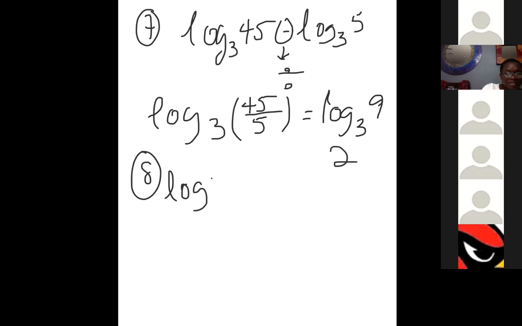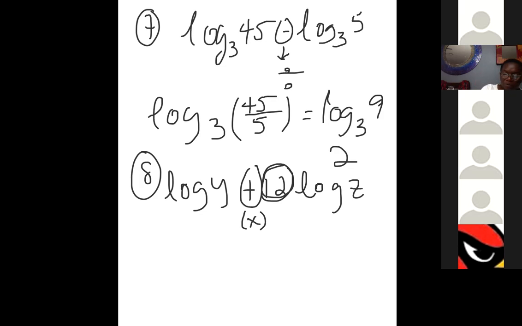Number 8. This is another one where you have to condense it. Log y plus 12 times log z. So you got 2 properties in there. The addition becomes multiplication. Then you've got a coefficient here, which will become an exponent, a power on the z, on the argument of the second log. So when you condense this, guys, you're going to condense it into a single log. And in the parentheses, which represents the argument, you'll have y multiplied by z raised to the 12th power.